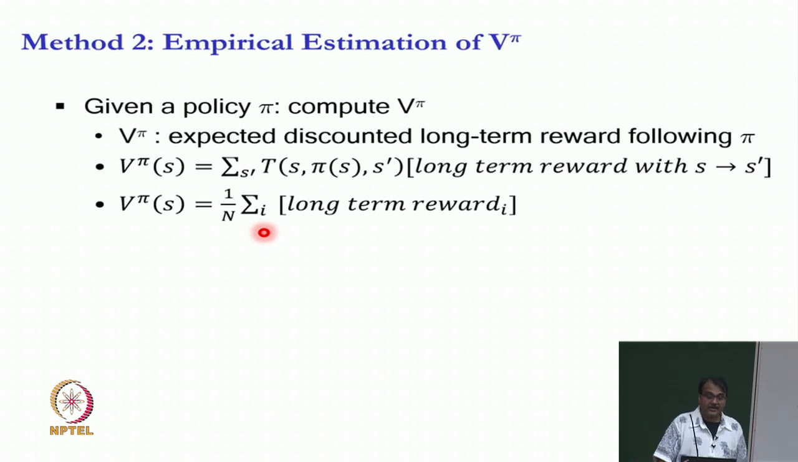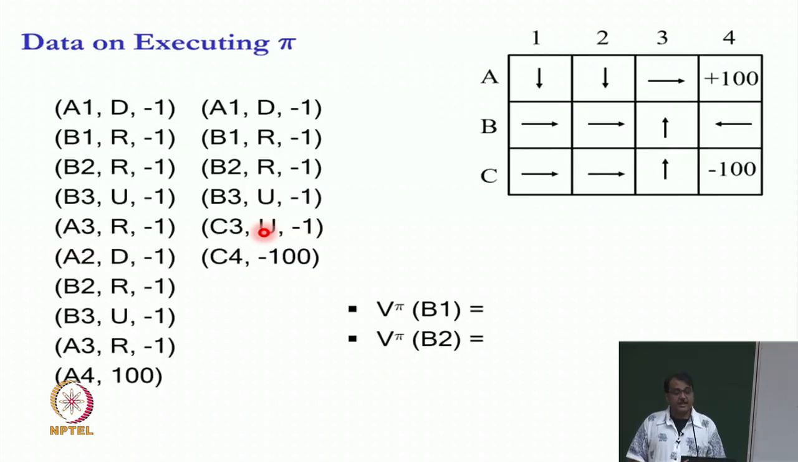So, again let us look at this example. We are given the same example. Let us say I ask you what is the estimated V pi of B1, discount factor is 1. What is the estimated V pi of B1? So, what would you do? Okay, I will give you 30 seconds to compute. What is V pi of B1? And similarly, what is V pi of B2?